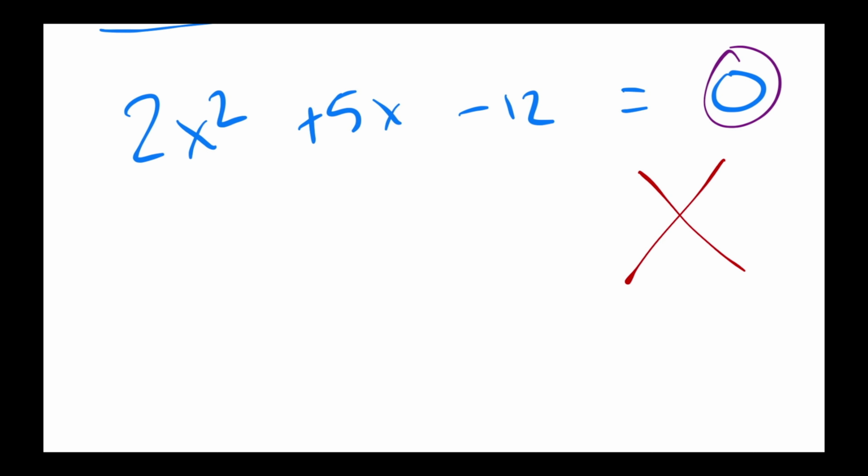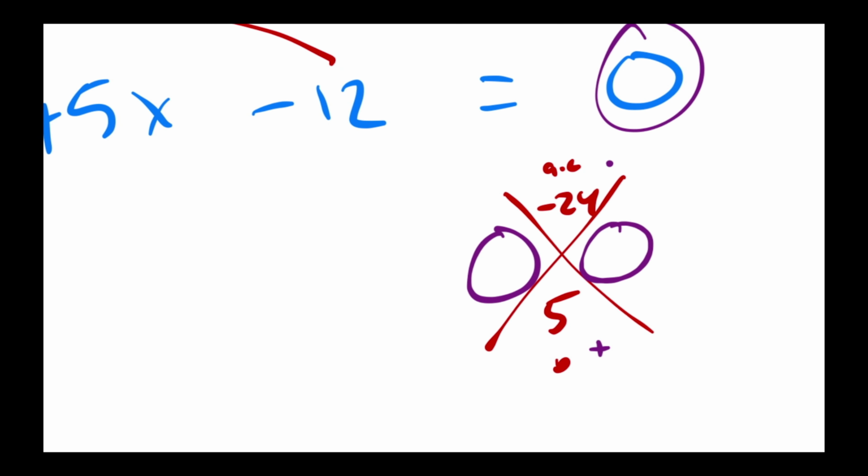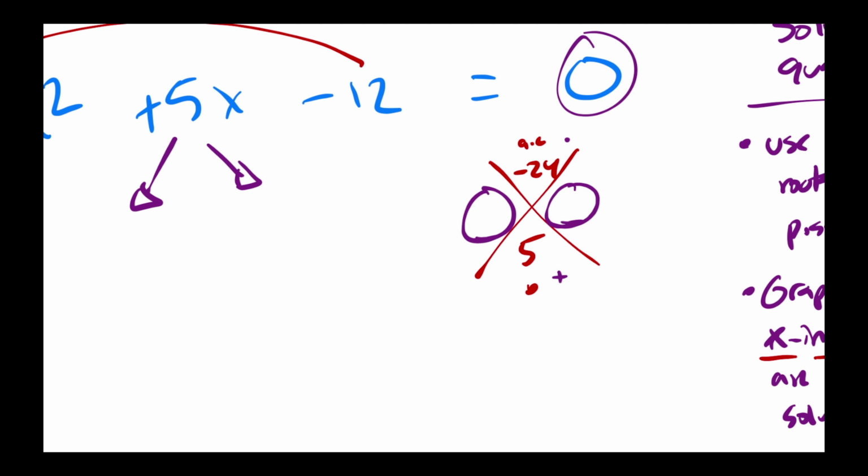You do this x and you put the b in the bottom, the b value, which is 5, and then you put the a times c in the top, which is 2 times negative 12, which is negative 24. Then you ask yourself, what two numbers add up to 5 but multiply to give you negative 24? This little x thing is called the x factor. And then these two numbers are going to make us split this middle term into two pieces. Remember this factoring? So what two numbers add up to 5, but multiply to give you negative 24?